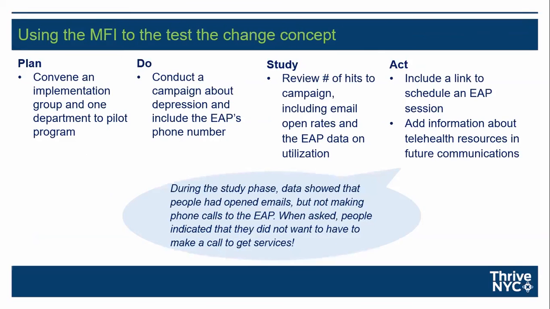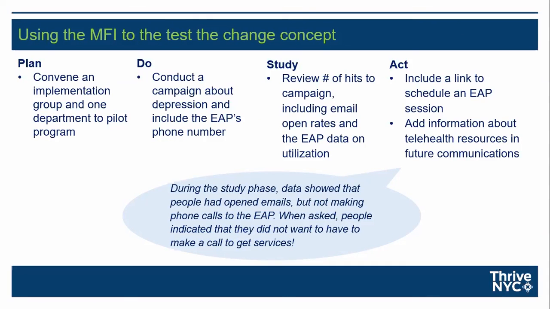Using the model for improvement to test this. For their plan component, they convened an implementation group and one department to pilot the program. Again, they involved their key stakeholders and identified one department to start small, which can be really helpful. Once they did this, they enacted the campaign and included the EAP's phone number in this campaign and outreach about depression and how to access resources.